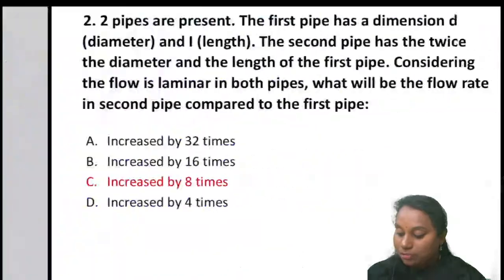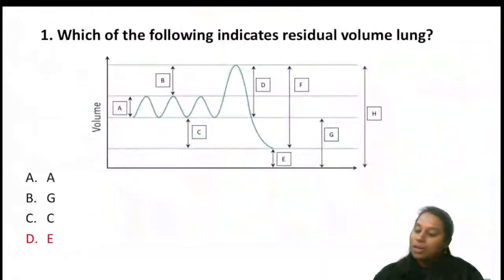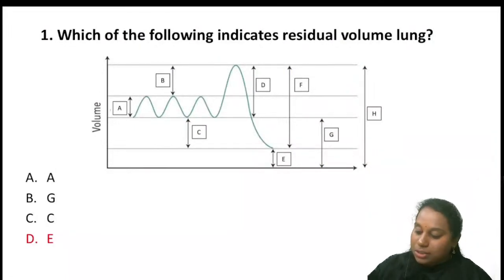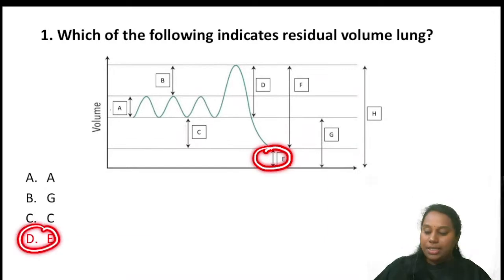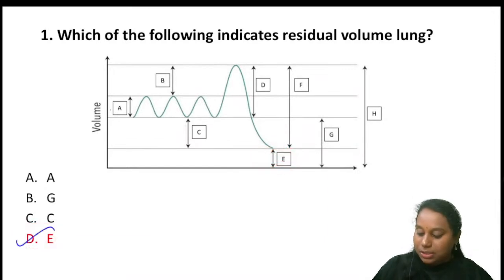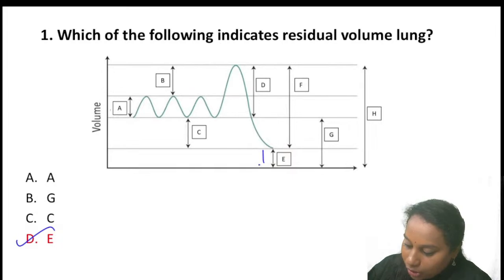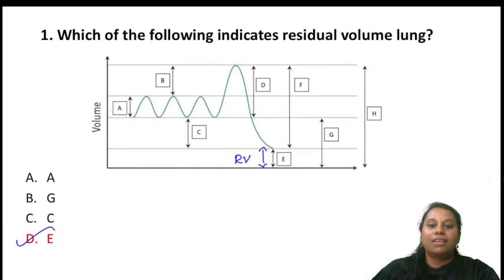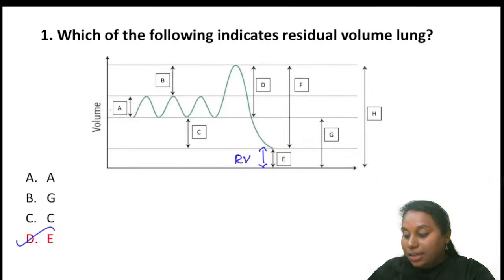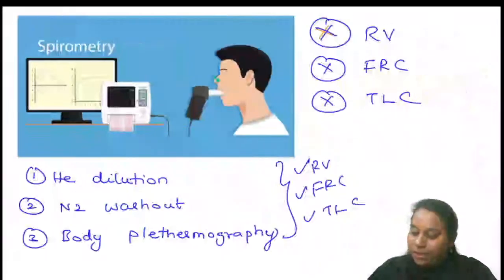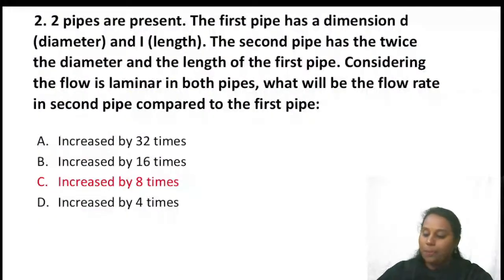That is about the first question. Which of the following indicates residual volume? So this volume which didn't come out, which is denoted by the option E. So this is the option D. Answer is E. So this is the residual volume. That is about the static lung volumes and capacities. Let's move on to the second question.